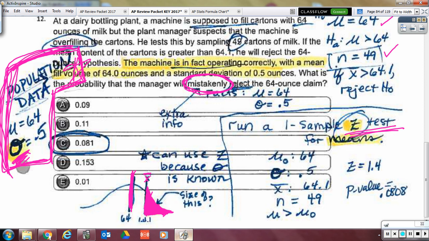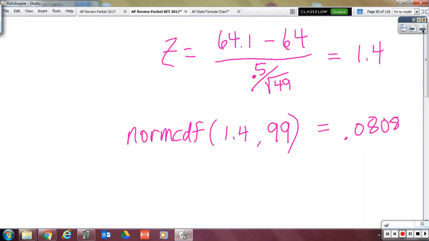Okay, so that one had a tricky wording and then a tricky thing where you did a Z-test. By the way, if you did this by hand, you would do a Z-score this way: 64.1 minus 64 over 0.5 over the square root of 49. And that's your 1.4. And then you norm CDF that to get your 0.0808. That's by hand. Okay.